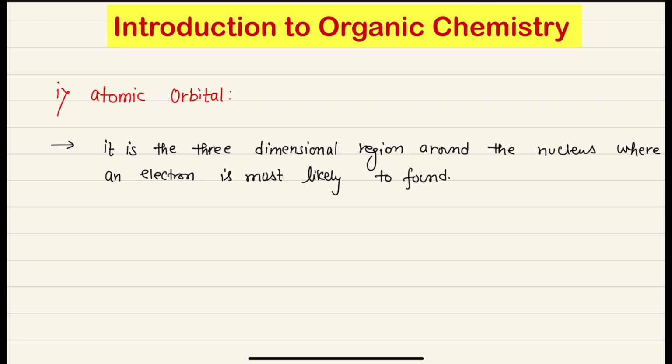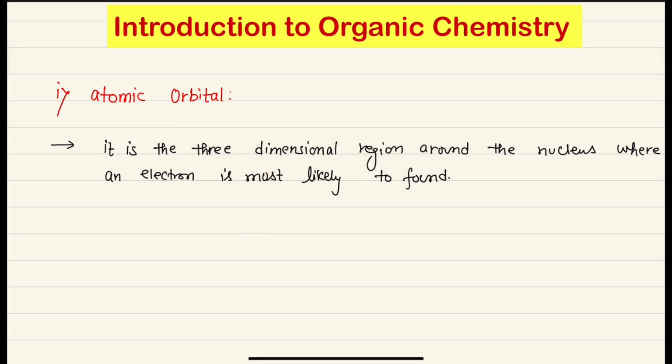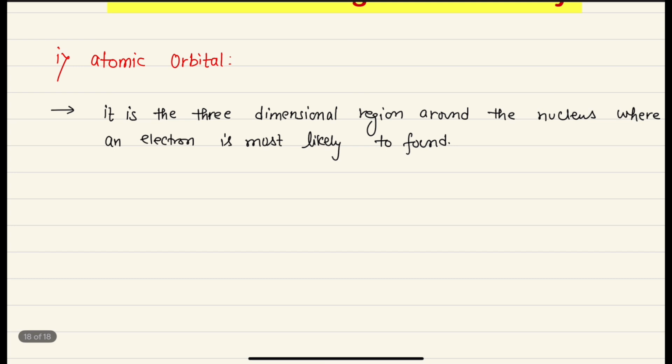And this 3D region I am talking about came from a mathematical function called the wave function, which is a solution of the Schrodinger equation. We will not go into so much depth, because that's part of quantum mechanics, and this course is an introduction to organic chemistry. I will just give an overview of quantum numbers in this lecture session, but still I will write it here.